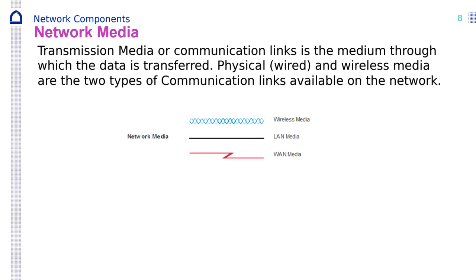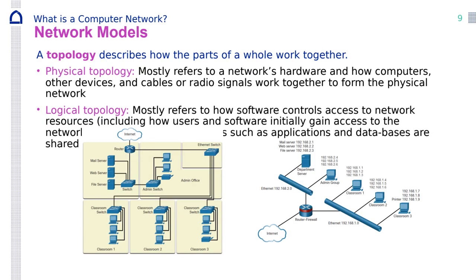Network media, the transmission media or communication link, is the medium through which the data is transferred. It can be wired, physical, or wireless media. These are the two types of communication. You can see here we have wireless, then we have wired, and the wired has two different types: LAN media or WAN media. We will talk about LAN and WAN for sure. LAN is local area network, WAN is wide area network, but we will explain more.